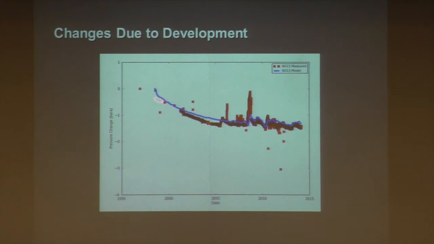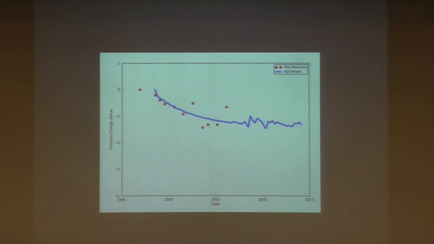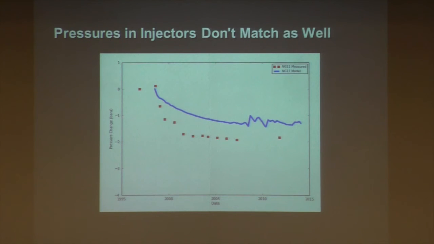These are the changes due to production now. So these are the changes in that monitor well, NG13, that I mentioned. As I said, we have a very small pressure drawdown at 1.5 bar, and the model has reproduced that very well. I'm particularly pleased with this level of match. Often matching pressure drawdown within 1 or 2 bar is considered a good match. Here it's much closer. We get a similar match to the pressures in one of the production wells in G4.